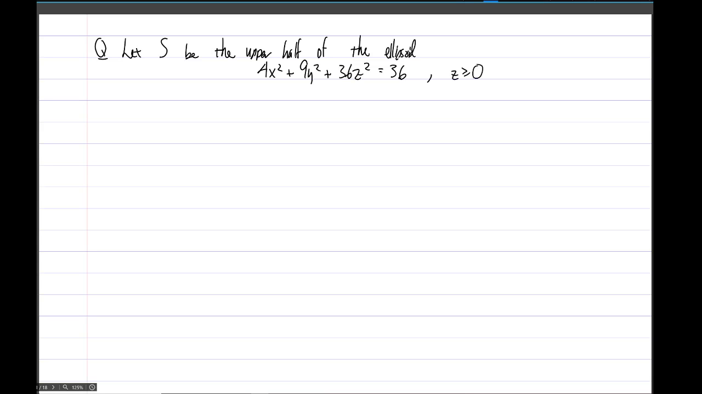Question. Let S be the upper half of the ellipsoid 4x squared plus 9y squared plus 36z squared equals 36. So the fact that it's the upper half means we're talking about z greater than or equal to 0. And let's take that surface and orient it upwards.